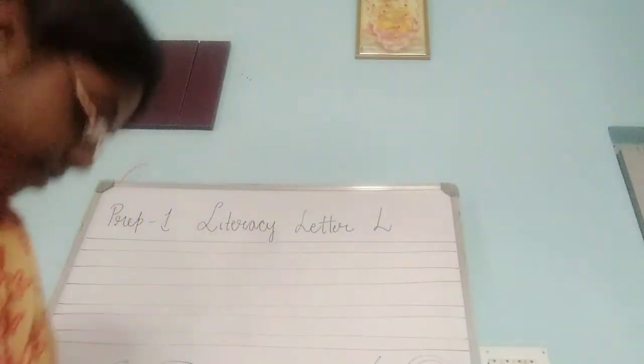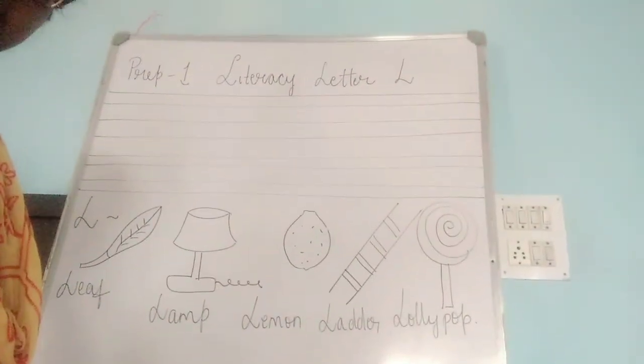L is a very easy letter. A standing line and a sleeping line. This is letter L. It will be a standing line and a sleeping line. Let's practice. Before that, we will do a small revision from A to K.